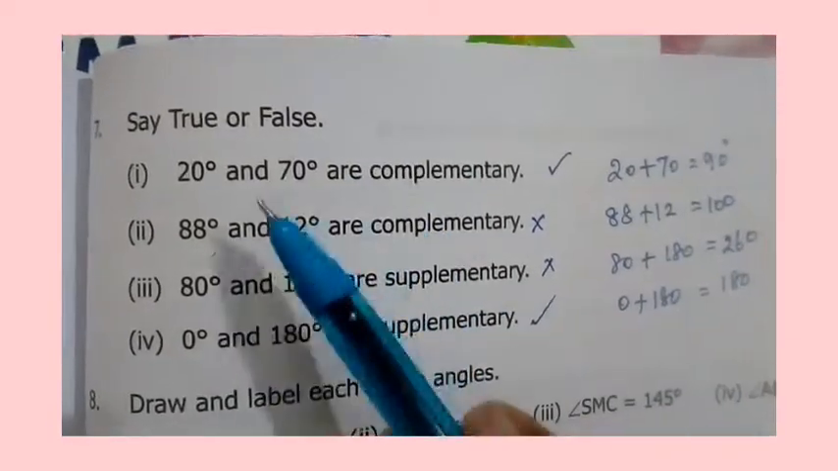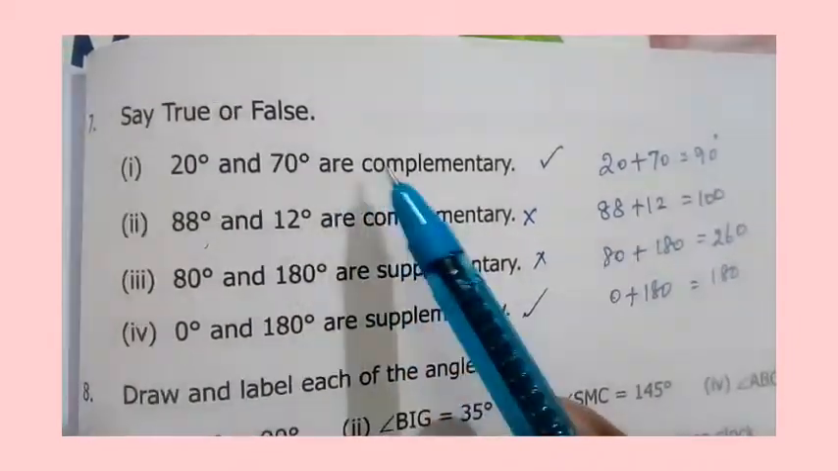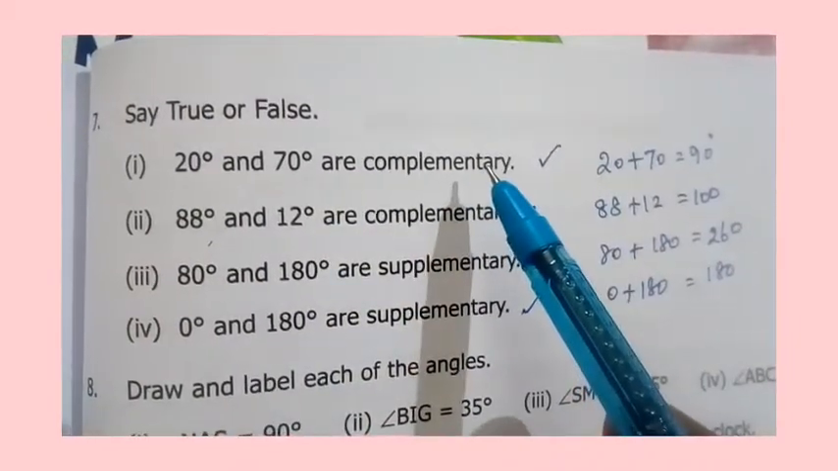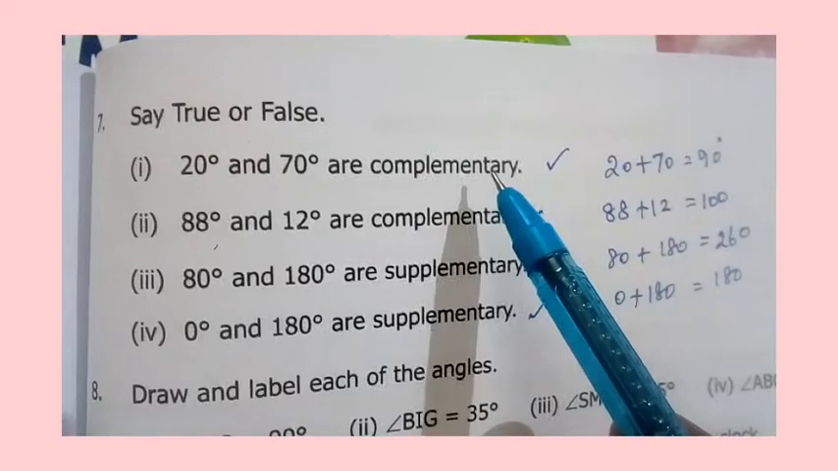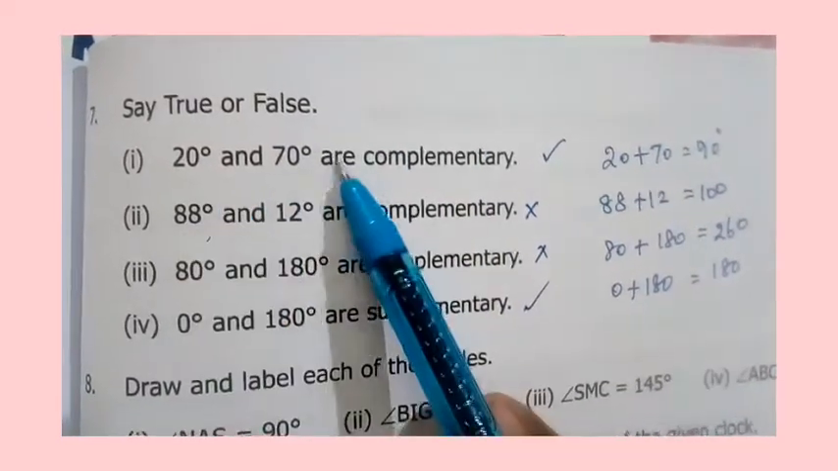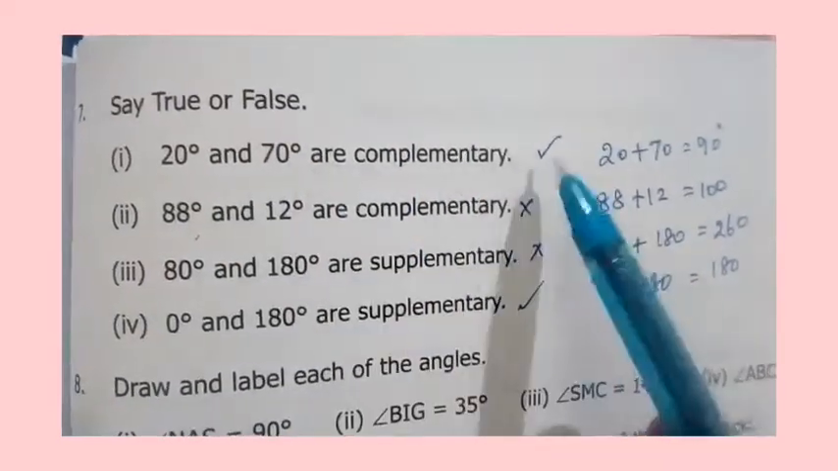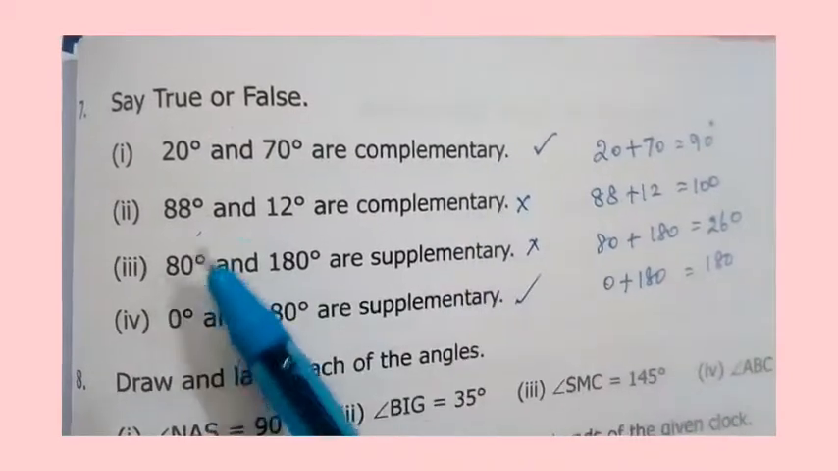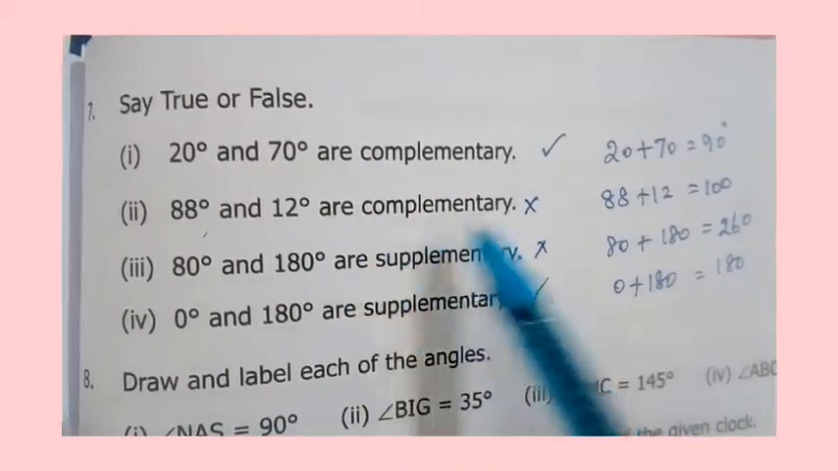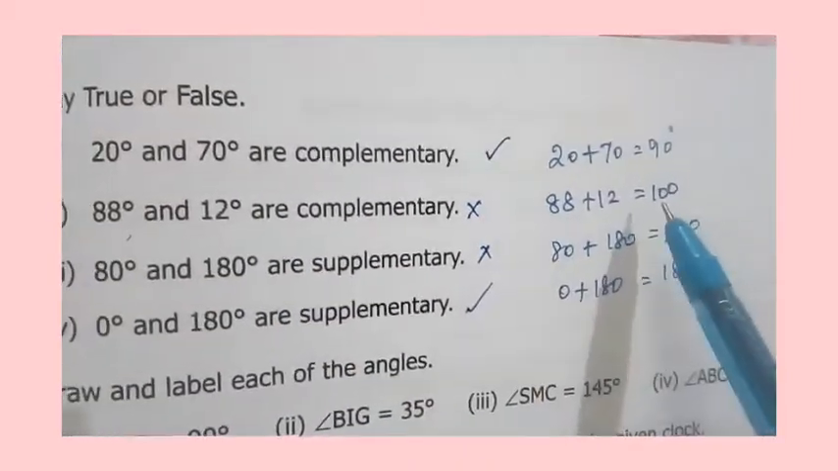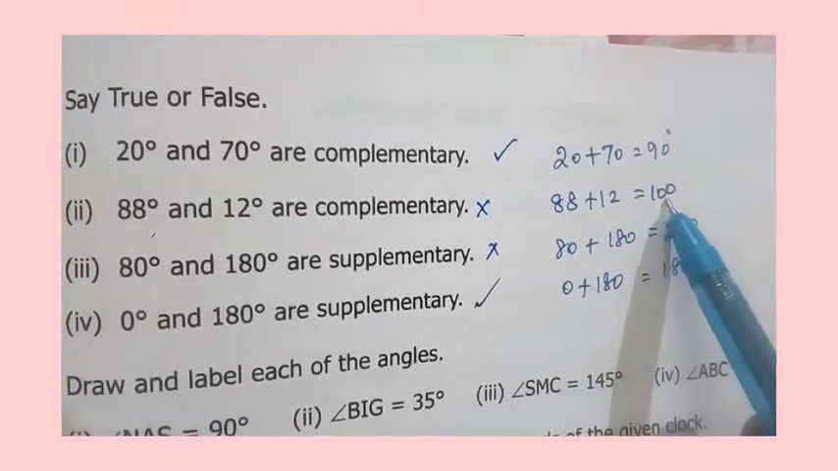Next one is true or false. 20 degrees and 70 degrees are complementary. Complementary means the sum of two angles is 90 degrees. You add these two to get 90 degrees, so it is complementary. 88 and 12 degrees are complementary? Add these two: the value is 100, more than 90.